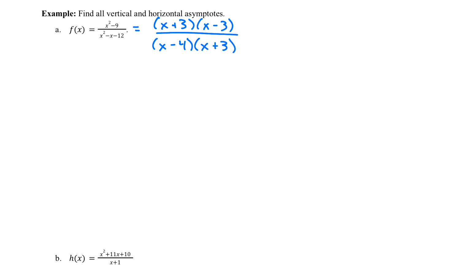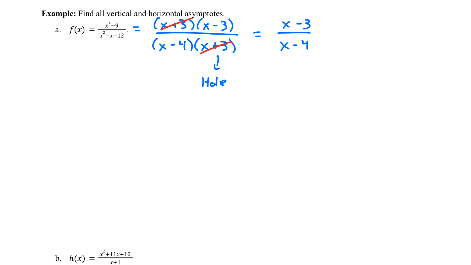So remember, if we have a common factor that cancels from your numerator and your denominator, in this case we have x plus 3 that we can cancel, that is not a vertical asymptote. That would tell us the location of a hole. So in this case, we don't need to do anything with that x plus 3 if all we're interested in is asymptotes. So after we do some simplifying, we're going to end up with x minus 3 over x minus 4.